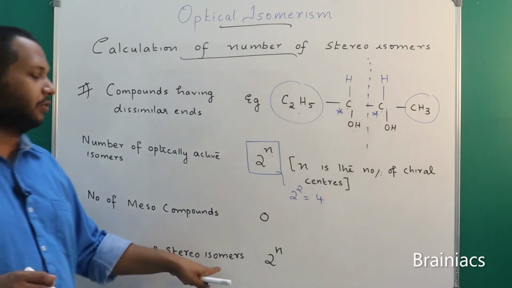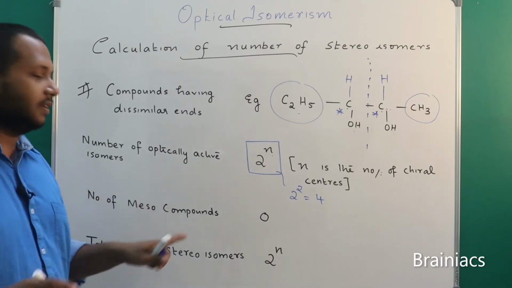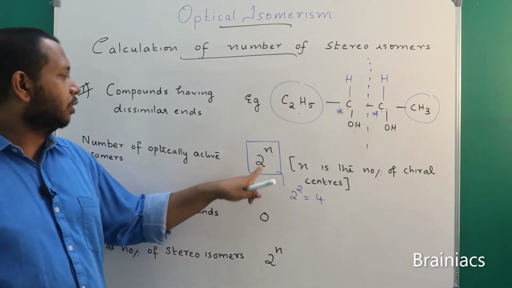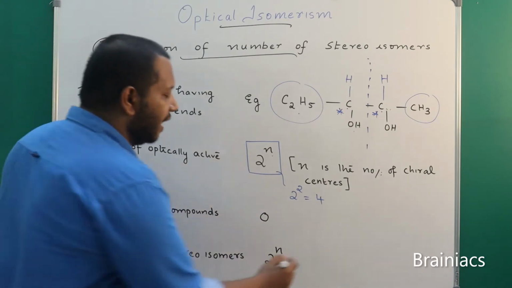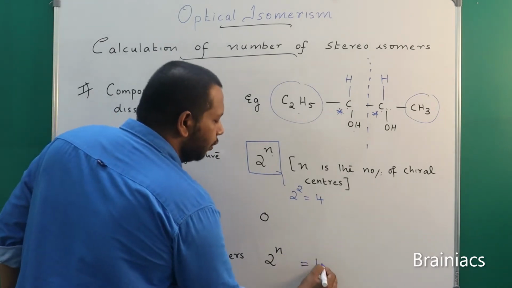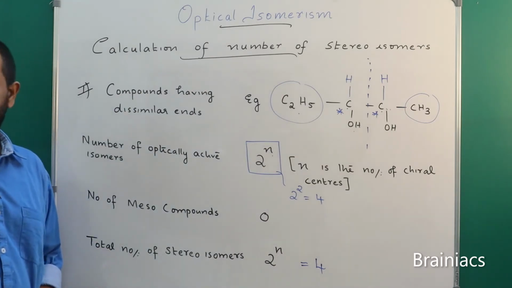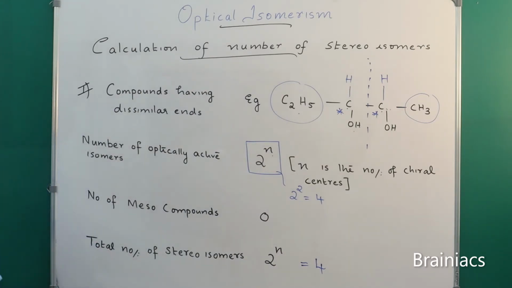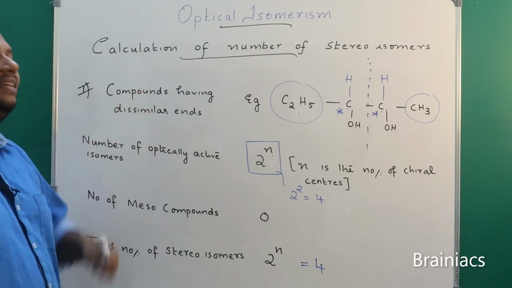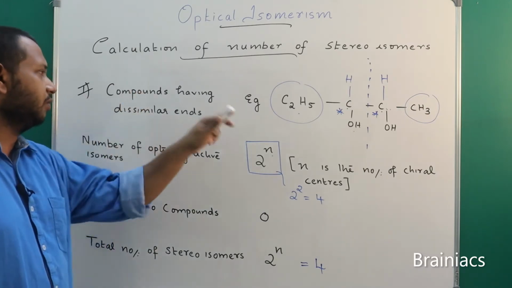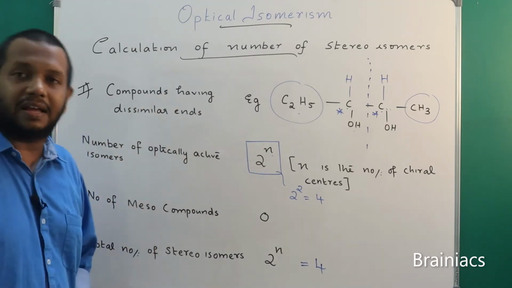And the total number of stereoisomers is equal to the number of optically active isomers plus the number of meso compounds. So here we know 2 power n plus 0, that is 2 power n. So in this case the answer is also 4. Check whether you have understood or not. I hope it is clear for you. Next, we have learned compounds having dissimilar ends. Next we are going to learn compounds having similar ends.